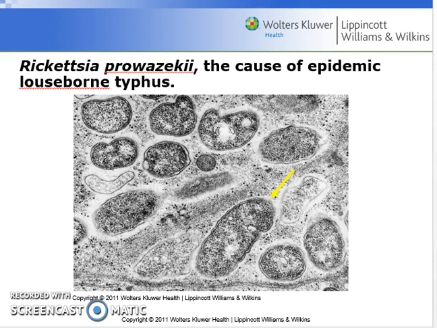And here are some images of Rickettsia prowazekii, which is an organism that led to louse-borne typhus. And you can see the organism situated right here. Okay.